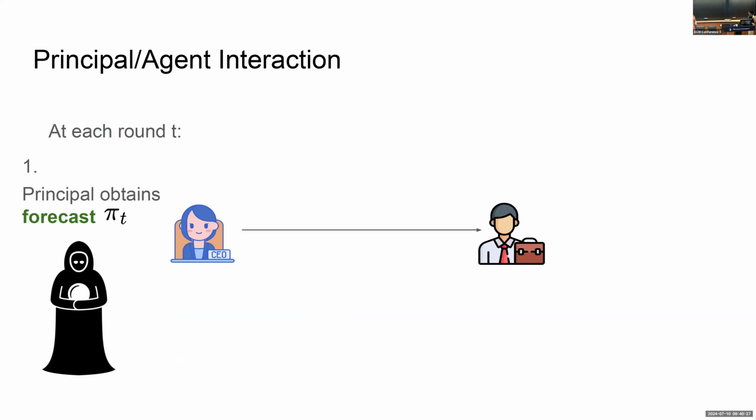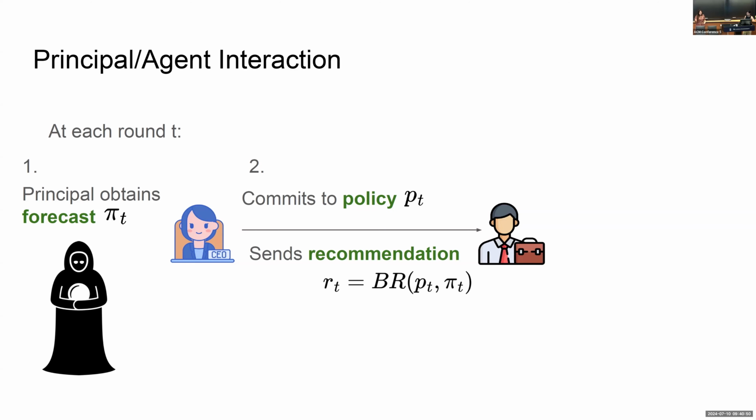Let's take a look at what the principal-agent interaction is here. At each round T, the principal obtains some forecast, pi T. There's some external forecaster, and we're going to see these are calibrated, but for the model itself it can be whatever. The principal commits to a policy, PT, which is derived from a mapping from this forecast, determined by their choice rule, and sends that to the agent. Additionally, they also send a recommendation of what the agent should do. In particular, this recommendation is the thing that, if this forecast was actually the prior, would be the best response given the policy they're committing to.